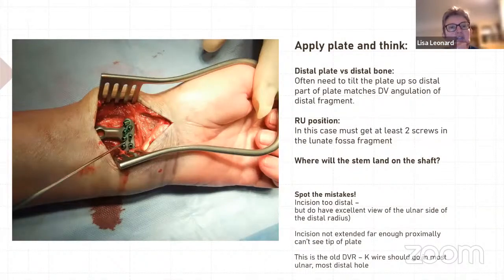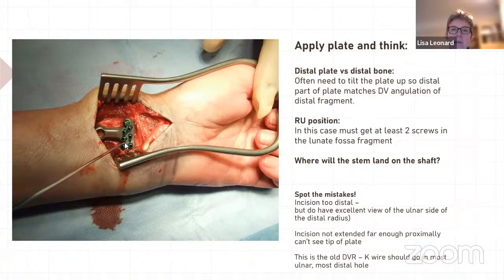So you've got your reduction, and the next thing you do is put the plate on and your K-wire. And when I'm putting this on, I think very carefully about, is the plate flush on the bone here, distally? And I don't worry so much about what's going on with the shaft. Very often, if it's a dorsally tilted fracture, you will need to have the tip of the plate sticking well out of the wound. So that's another reason to have made your incision longer. And you can see where it's going to land when you crank it down to correct your volar tilt.